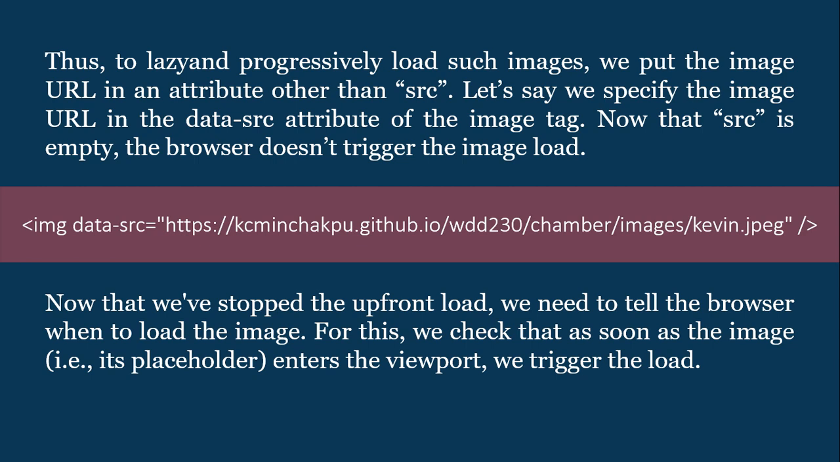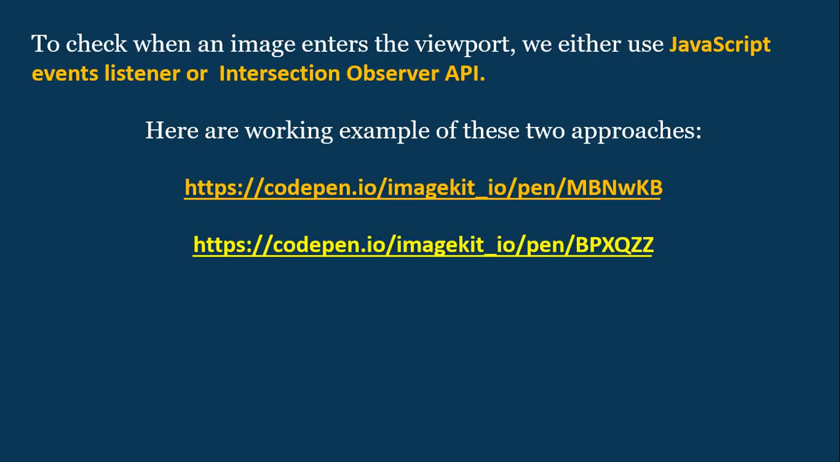Now, when we lazy and progressively load image, we can put the image URL in an attribute other than the source itself. Let's say, for example, we want to specify the image URL in a data source attribute of the image tag. With this example, we can see that the image URL is put inside the data source instead of just the source itself. Now, this helps us to prevent the images from being loaded upfront until when the browser tells the image to load. So this is very, very important.